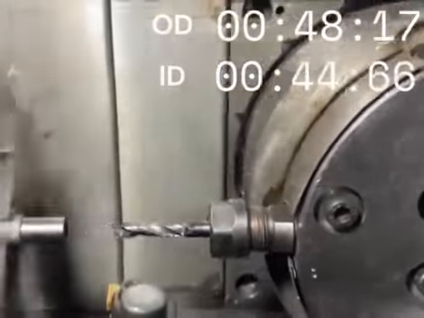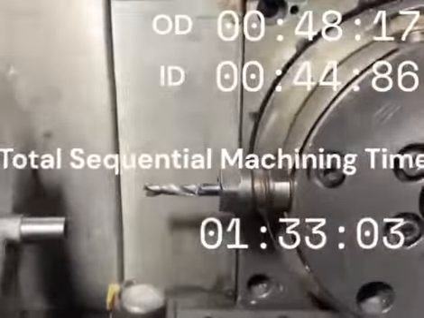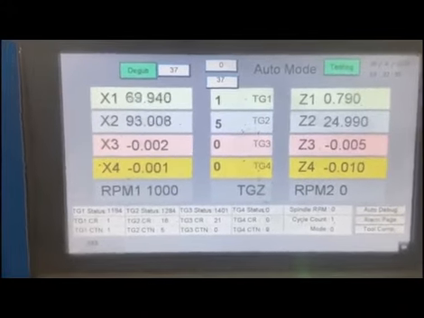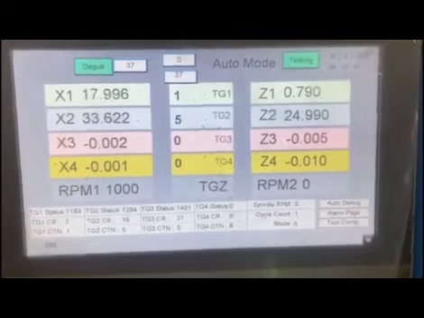And the inner diameter drilling takes 44 seconds, adding up to a total machining time of 92 seconds, or 1 minute and 32 seconds. Now, observe how our system changes the game.